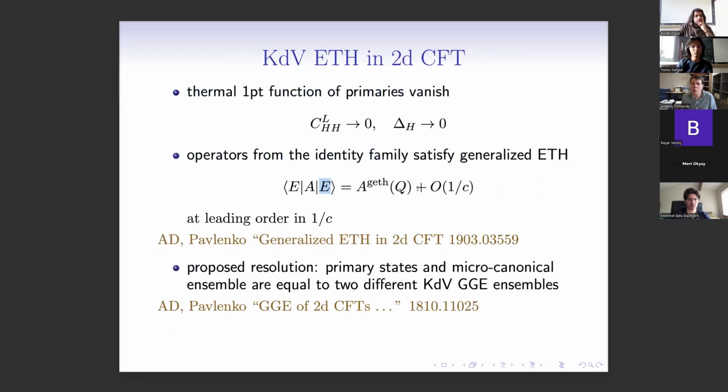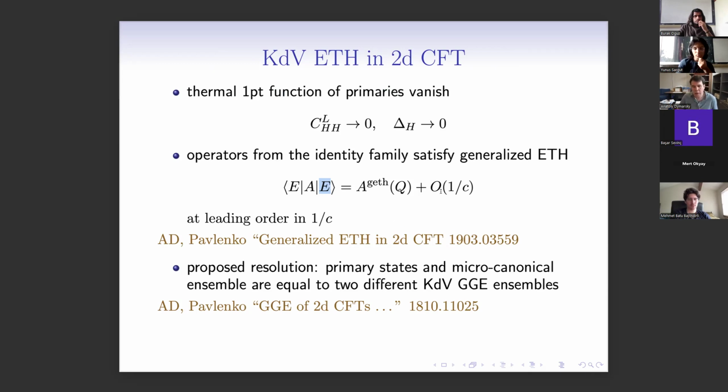Here, there are no corrections to this formula altogether. It actually means that ETH is satisfied precisely, and there is no exponential fluctuation around the ETH. That's the amazing result, which I do not have any good explanation for, except that we calculated it.